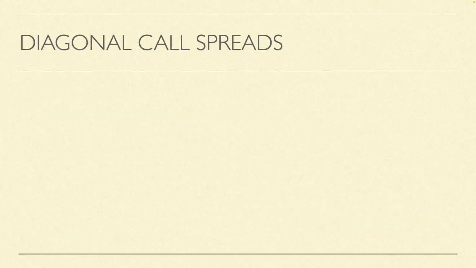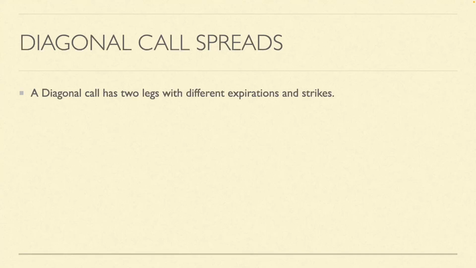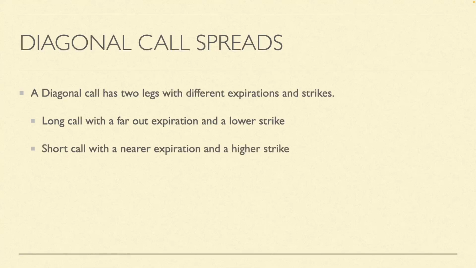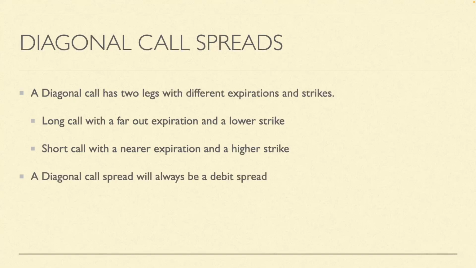Diagonal call spreads. A diagonal call has two legs with different expirations and strikes. A long call with a far-out expiration and a lower strike. A short call with a nearer expiration and a higher strike. A diagonal call spread will always be a debit spread.